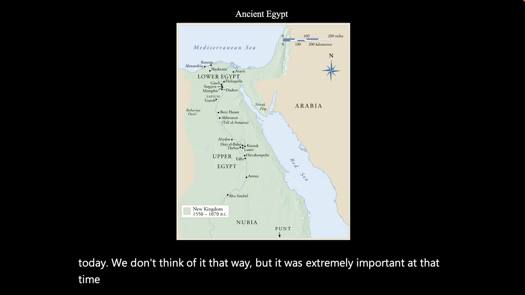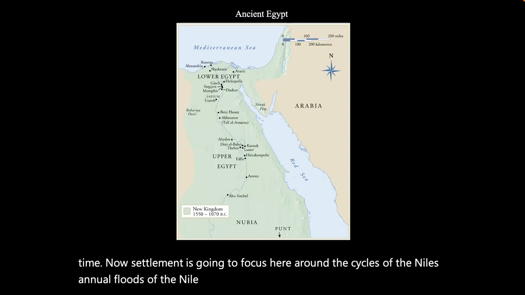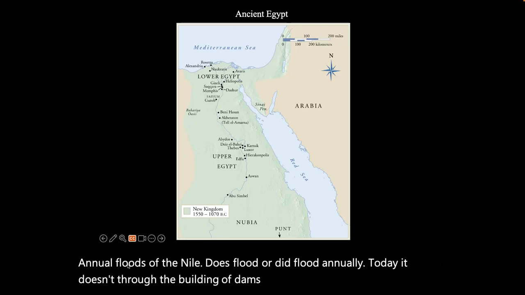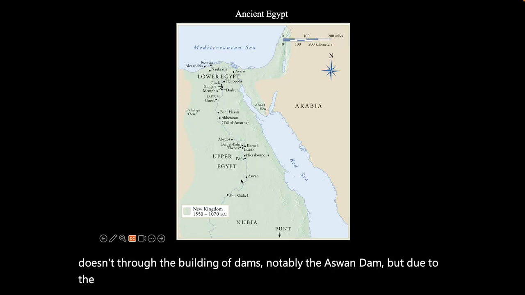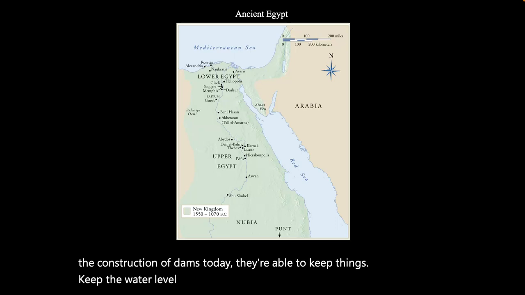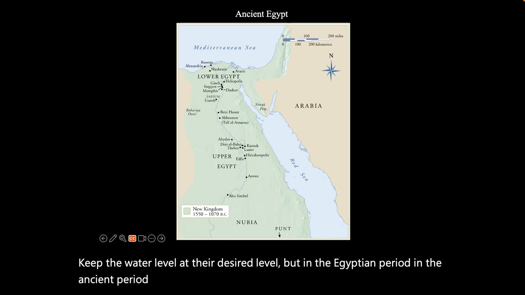Now, settlement is going to focus here around the cycles of the Nile's annual flood. So the Nile does flood, or did flood, annually. Today it doesn't, through the building of dams, notably the Aswan Dam. Due to the construction of dams today, they're able to keep the water level at their desired level. But in the Egyptian period, in the ancient period, there was an annual flood.